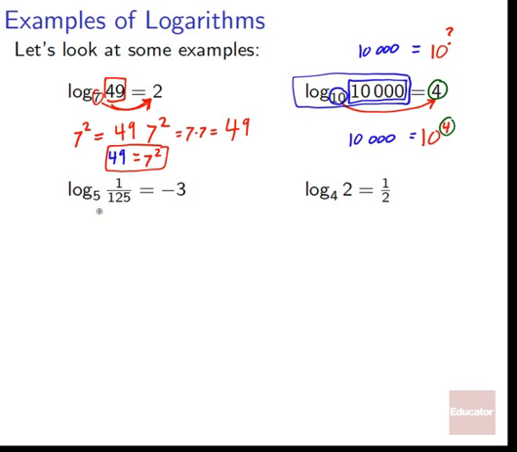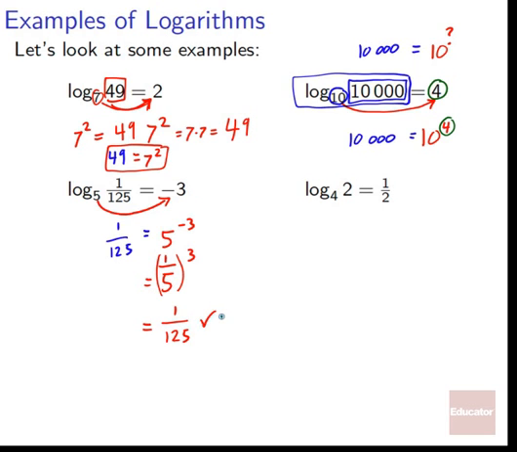Same thing going on over here. If we have log base 5 of 1 over 125, then we move that under and we get 5 to the negative 3 is equal to 1 over 125. Let's check that out. 5 to the negative 3 is the same thing as 1/5 to the positive 3, right? We flip to the reciprocal, and then 5 times 5 times 5, 25, 125. So we get 1 over 125.